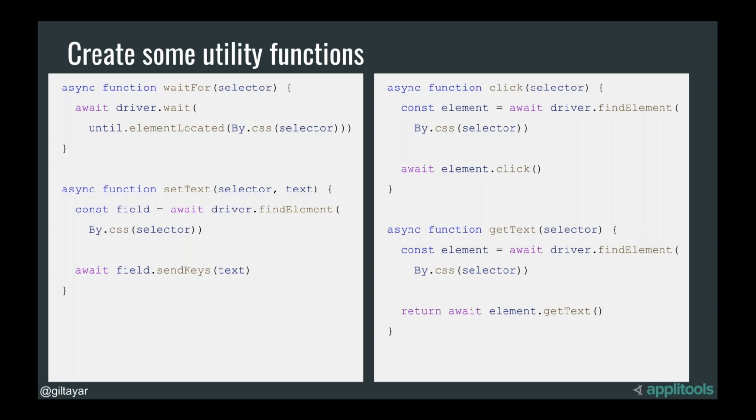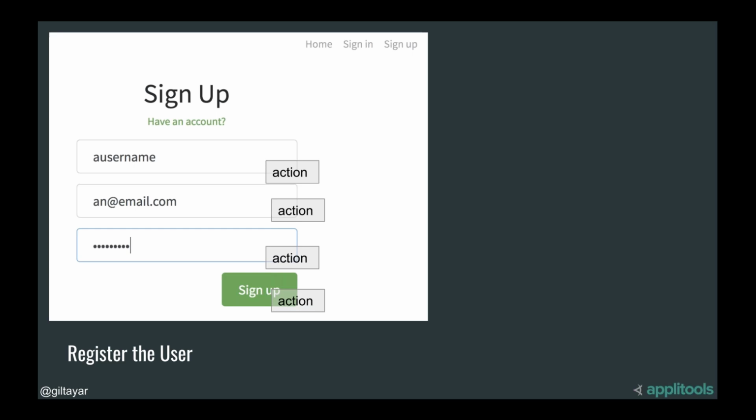The first utility function is wait for. You give it a selector and it waits until that element exists. The second is set text, which types in some text into an input. Click, again, clicks a button given a selector, and get text gets the value of that selector. Really, really simple utility functions. They will just make our code nicer to read. And then the first thing we want to do is we want to hold a story here.